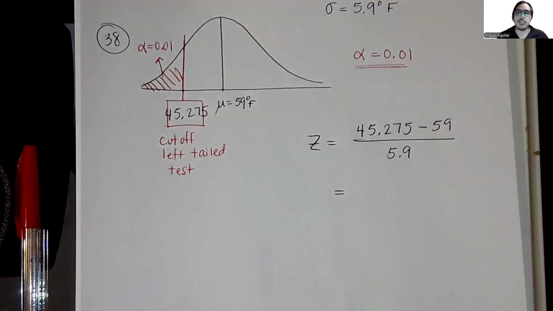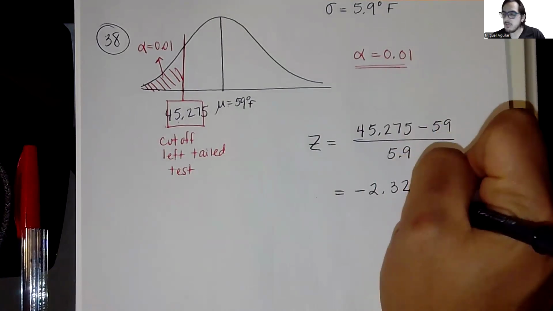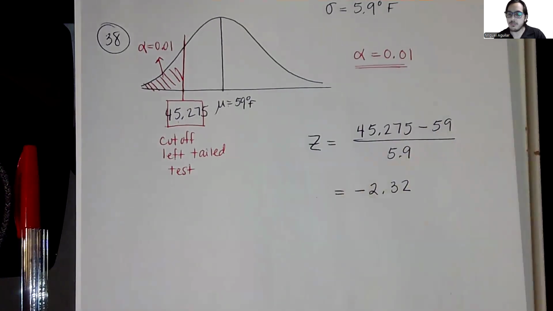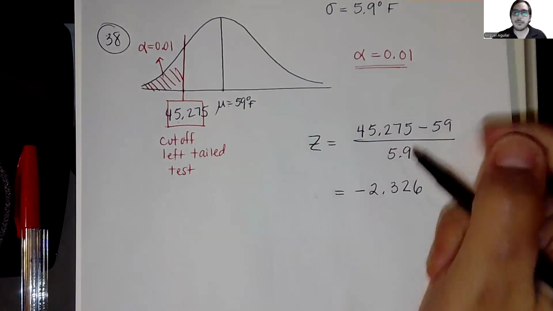And that's going to equal something. So let's go ahead and just do that. Minus 59. Divide that by 5.9. Negative 2.32. And I'm going to go with 32.6. Okay.